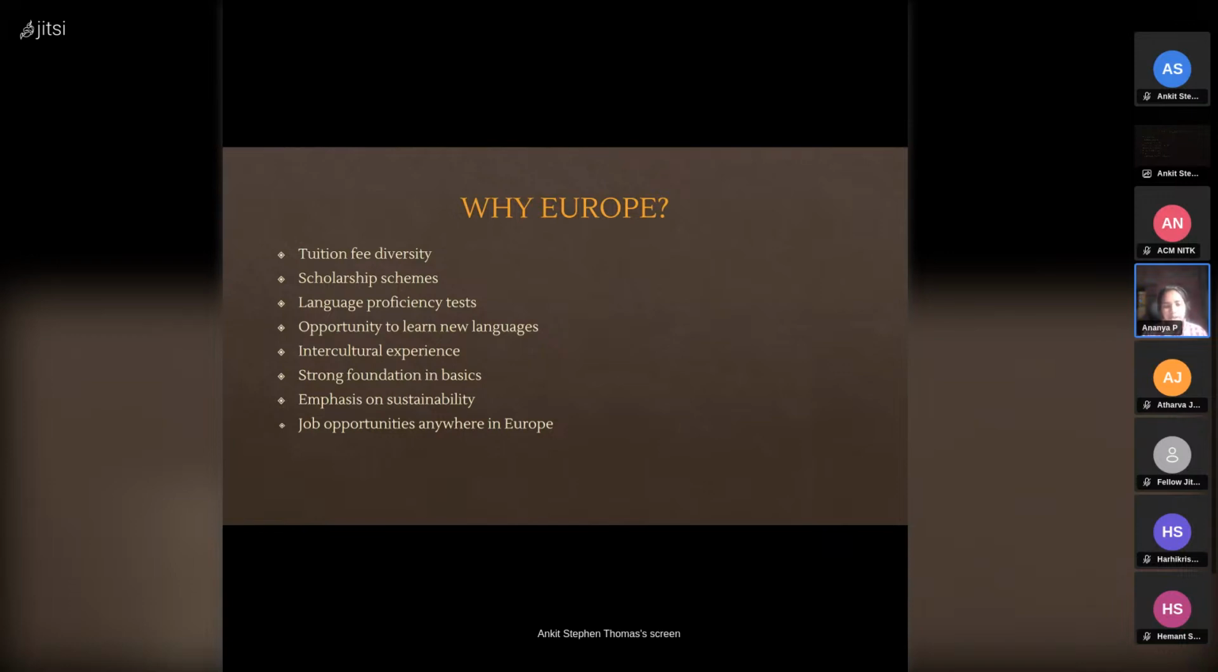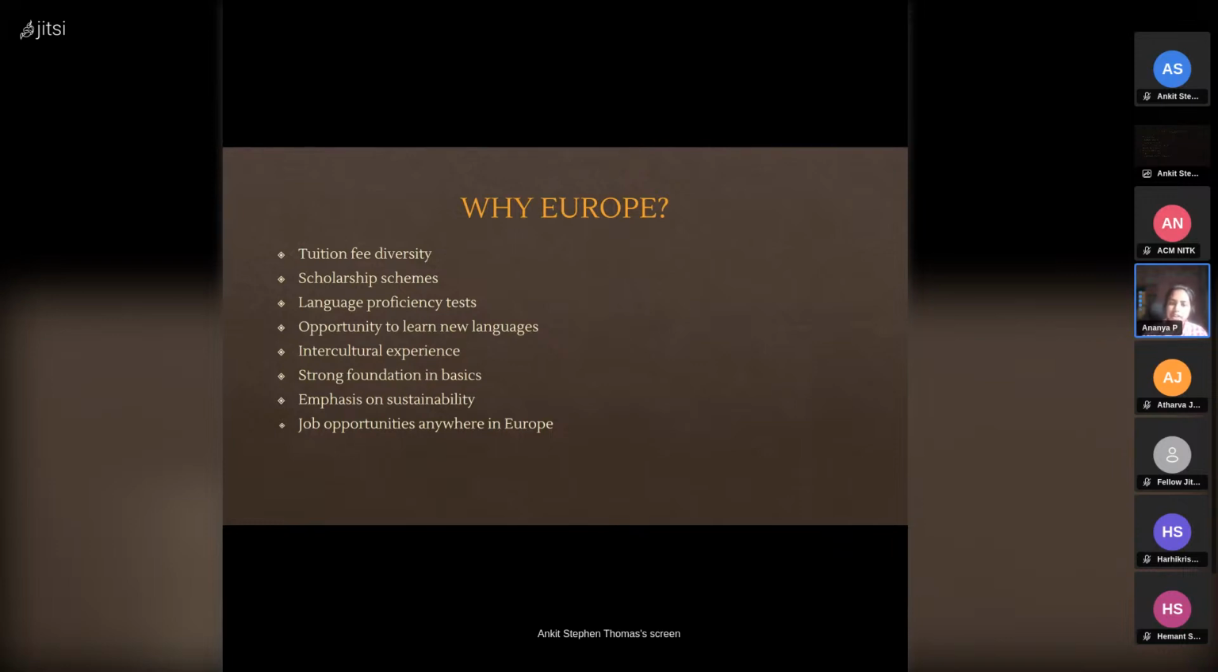And another reason is the opportunity to learn new languages. When it comes to the US, the common language is obviously just English. But when you go to any European country, be it Germany or France, although the courses itself will be in English, you will still have to interact with the locals or the professors over there, which gives you the opportunity to learn the language of that country.